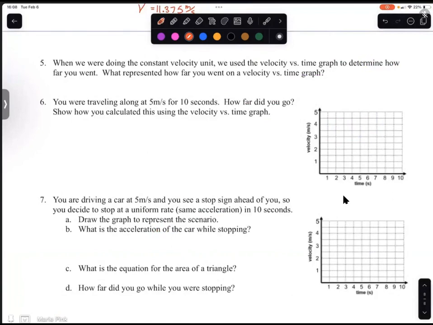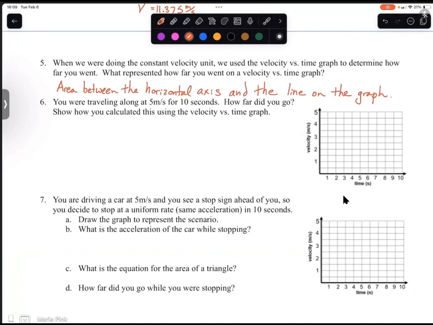Then it says, when we were doing the constant velocity unit, we used the velocity versus time graph to determine how far you went. What represented how far you went on a velocity versus time graph? Well, that was the area between the horizontal axis and the line on the graph. So let's do an example. If you were traveling along at 5 meters per second for 10 seconds, how far did you go?